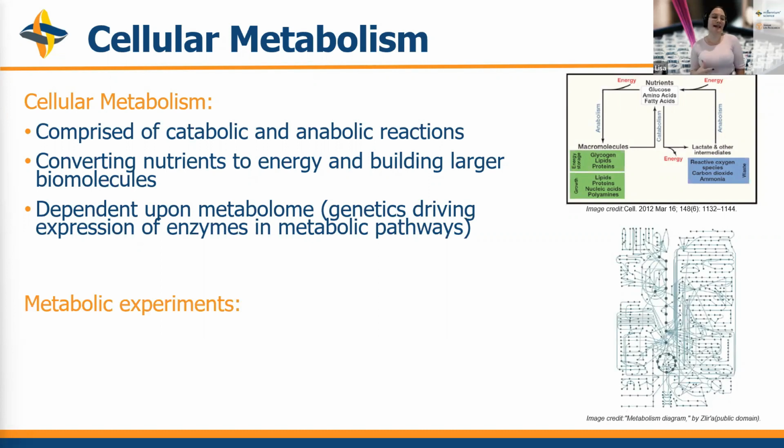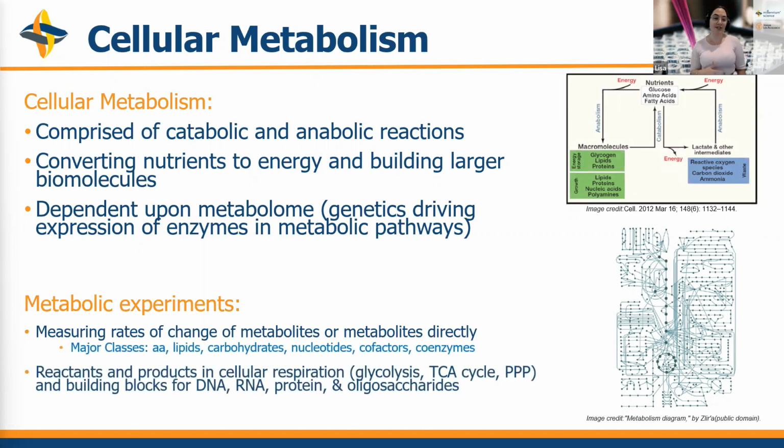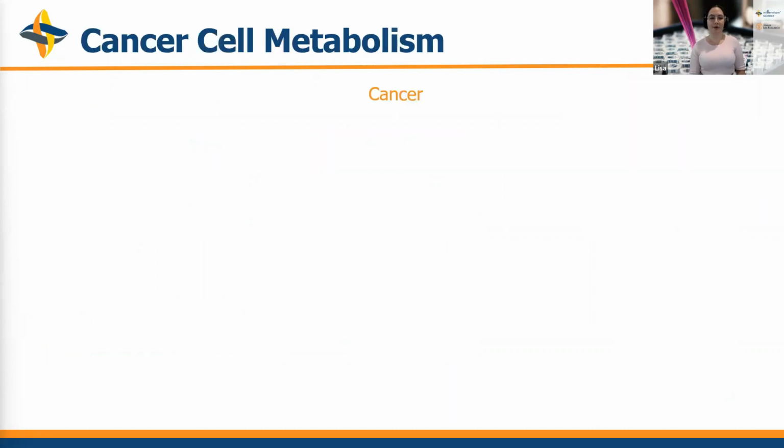There are several experiments that you can use when looking at metabolism. You can measure the rates of change for your metabolites or the metabolites directly. There are several classes that you can use, from amino acids, lipids, carbohydrates, and so on. Another option is looking at the reactants and products in cellular respiration, or the building blocks for DNA, RNA, and so on.